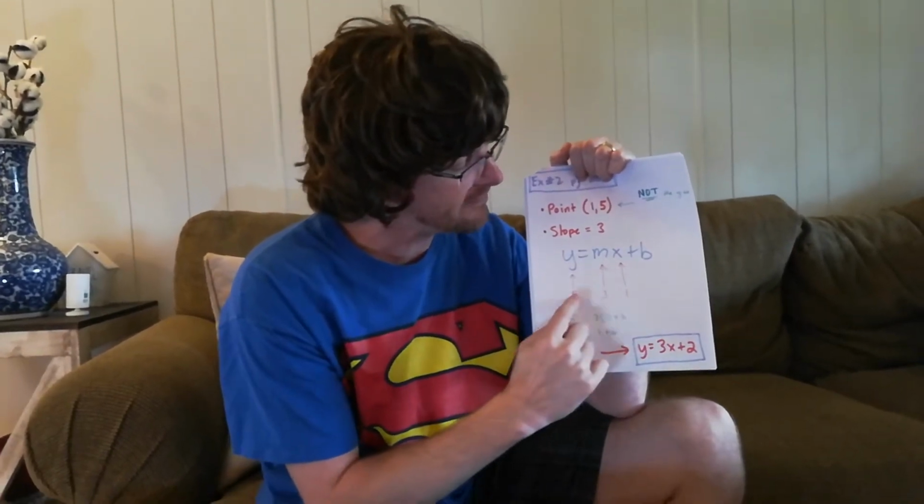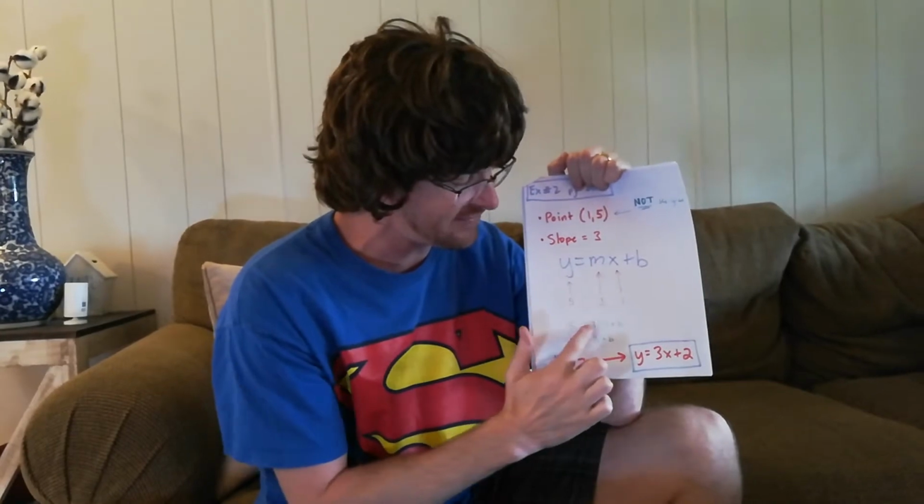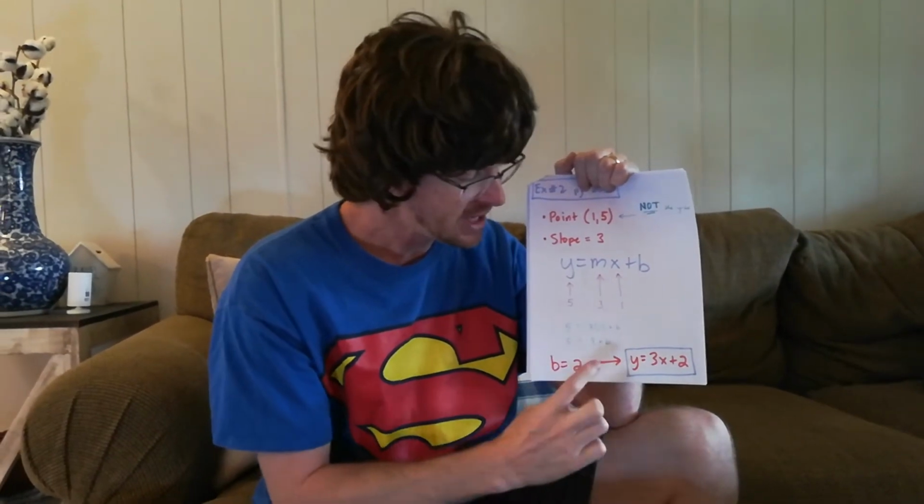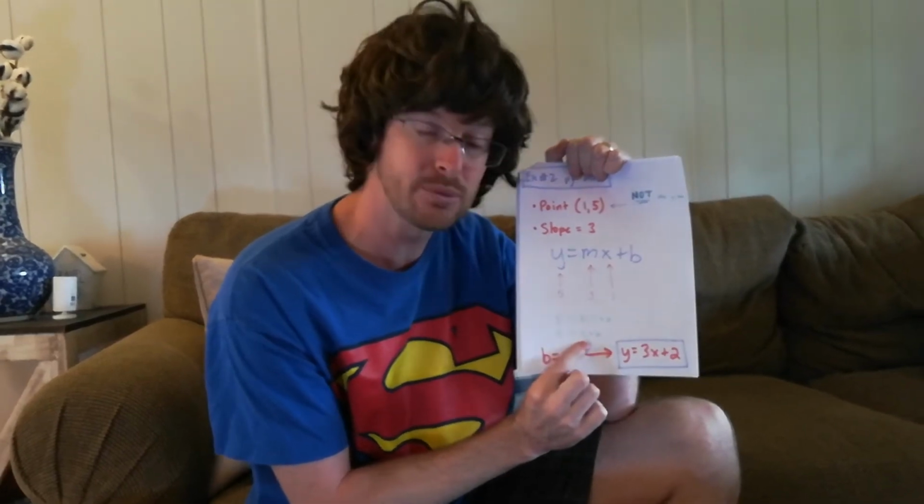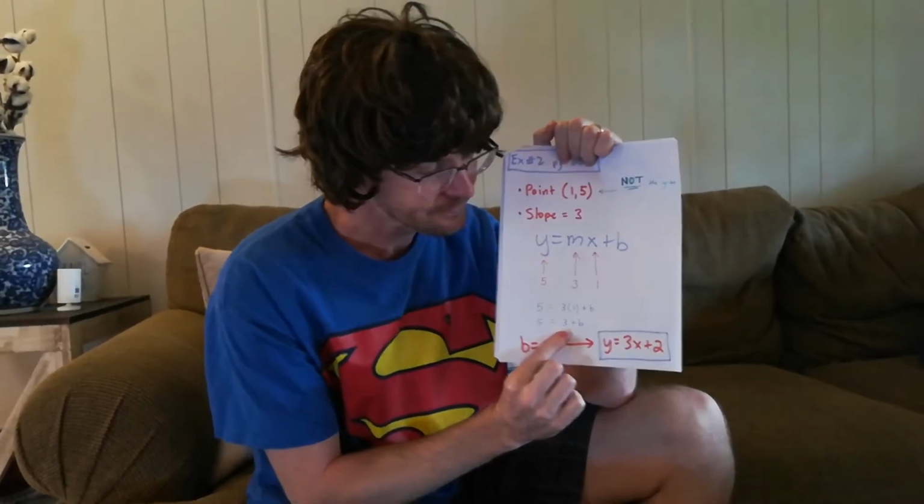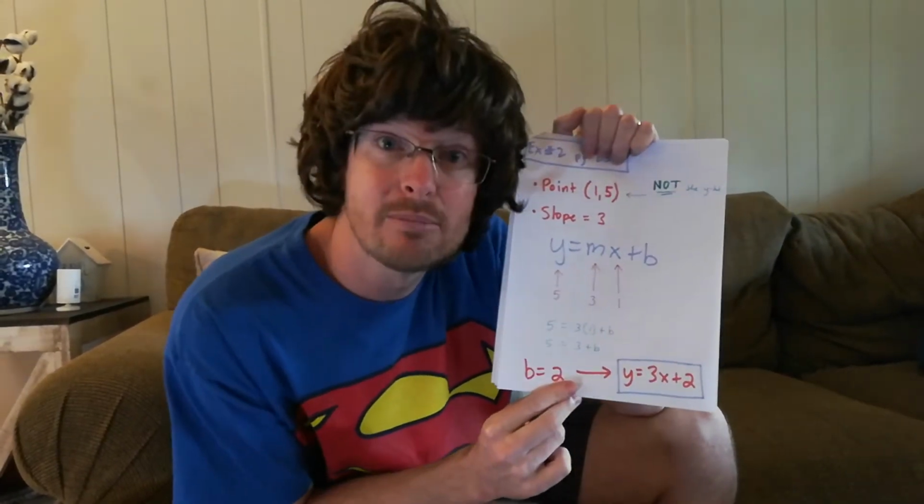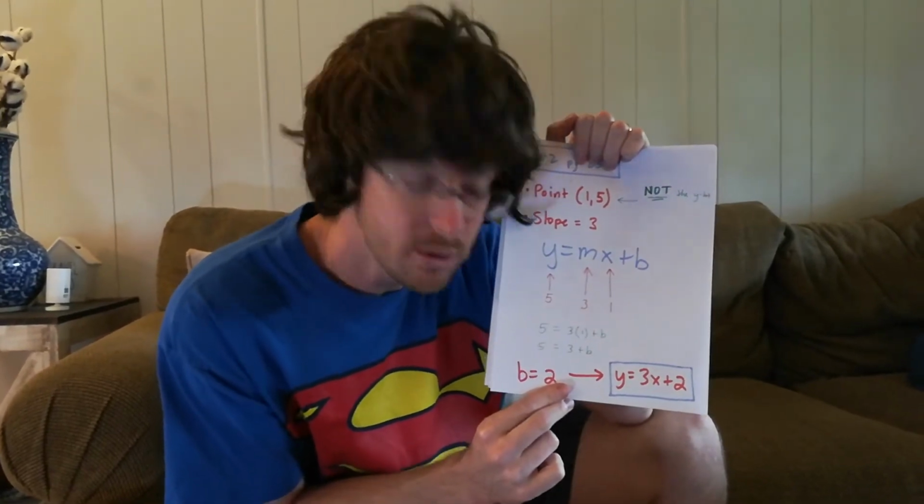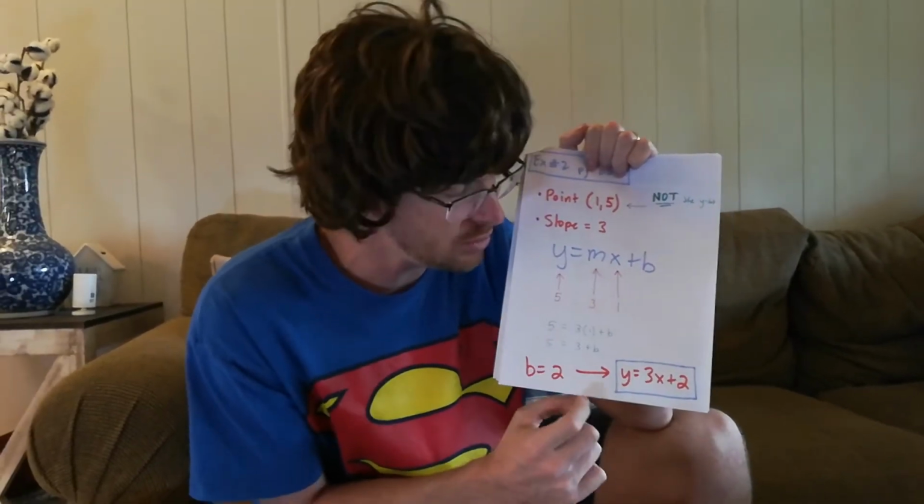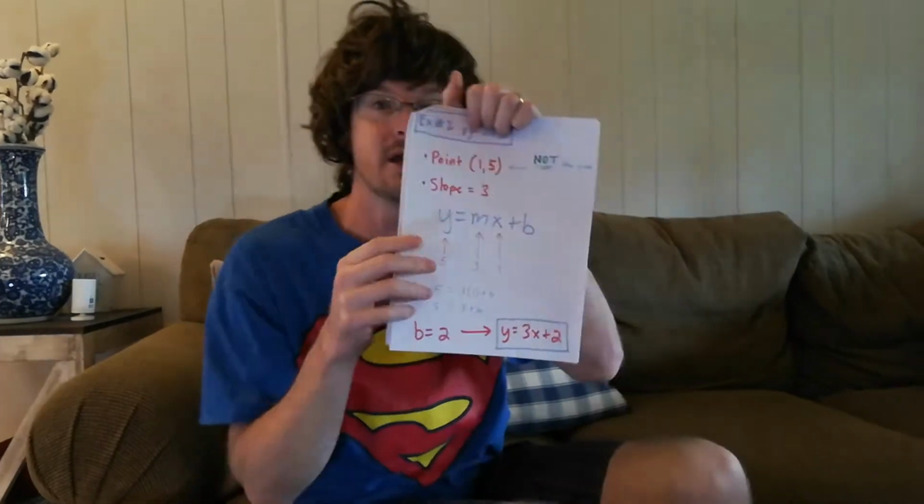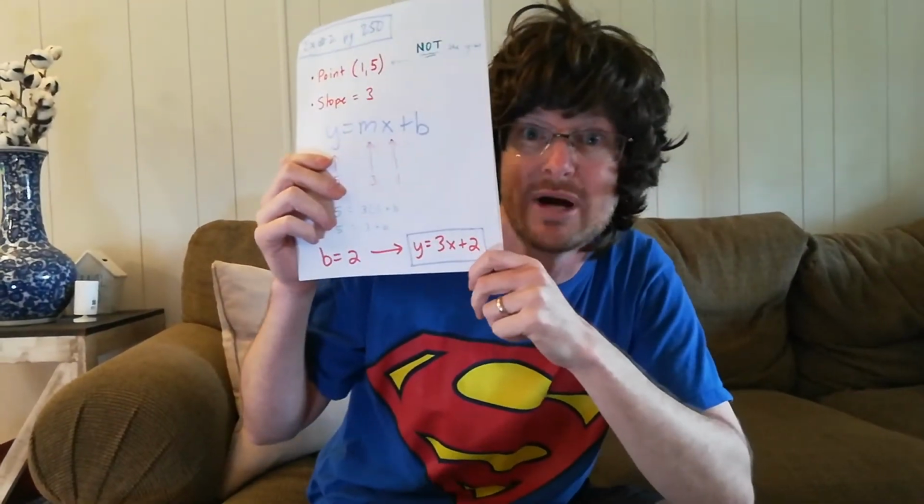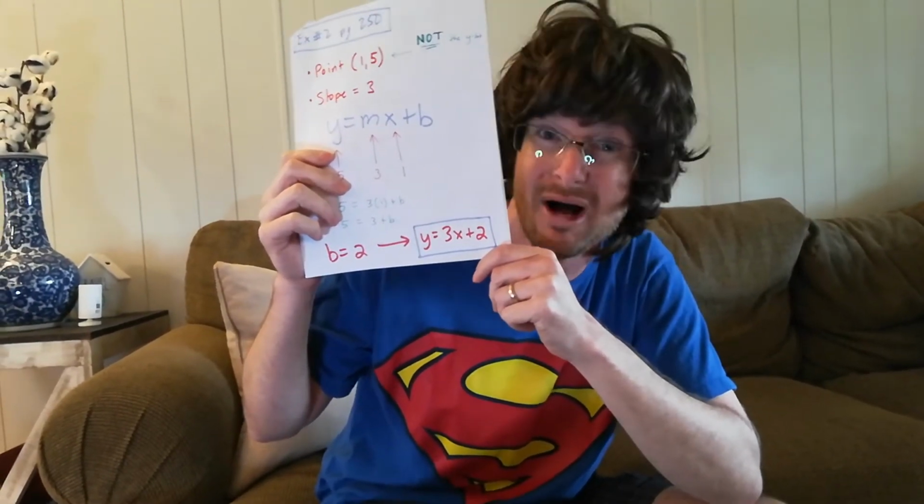When I plug those numbers in, 5 and 3 and 1, I multiply 3 times 1, my slope times my x. You get 3. So 5 is equal to 3 plus b, right? And when you subtract 3 on both sides, you're going to get b is 2. That means my y-intercept is 2, and I can go ahead and plug it back in. y equals 3x plus 2. My 3 is my slope, 2 is my y-intercept.